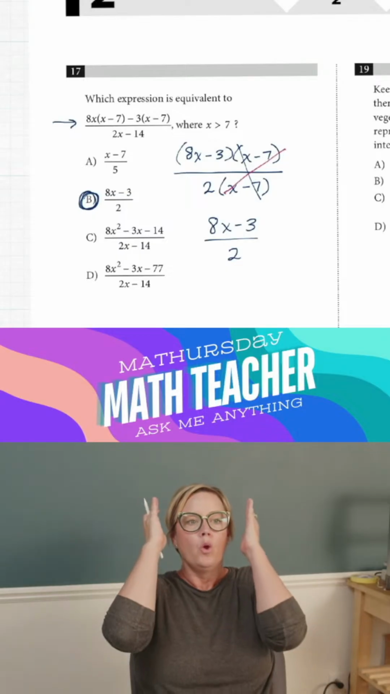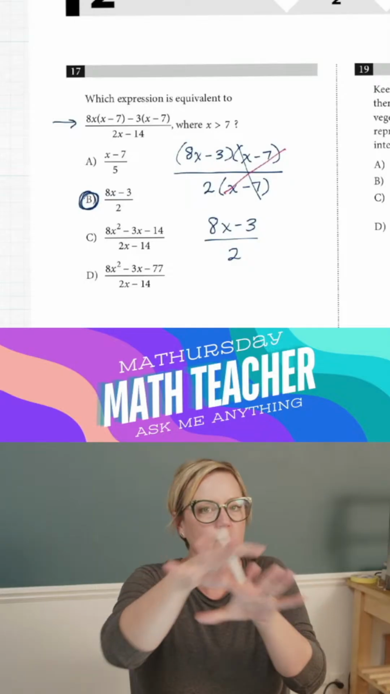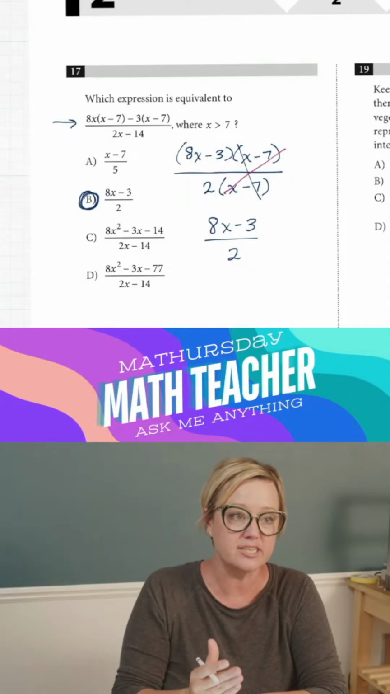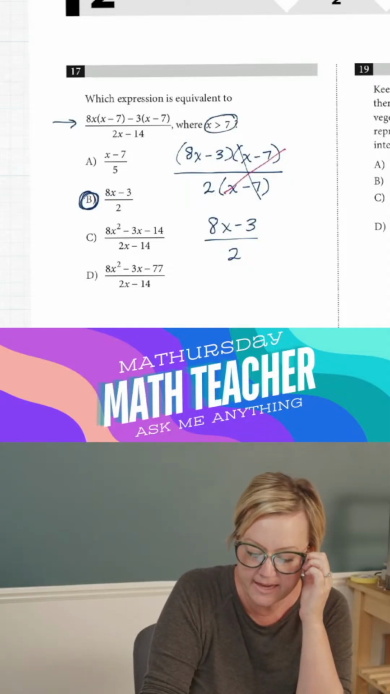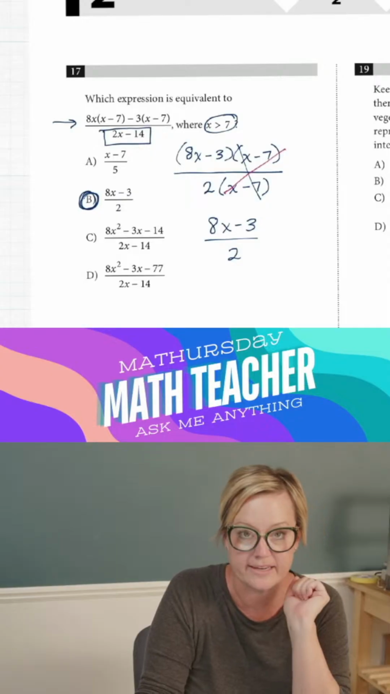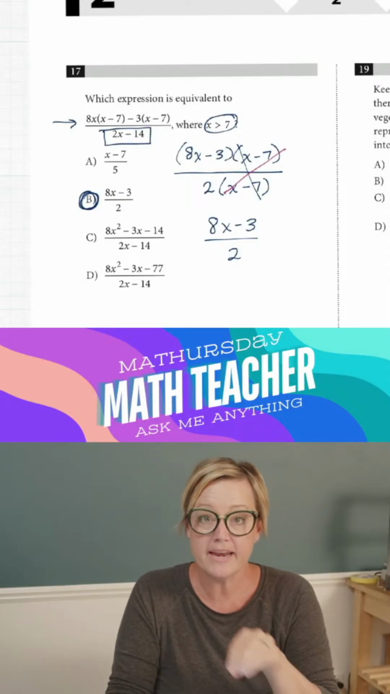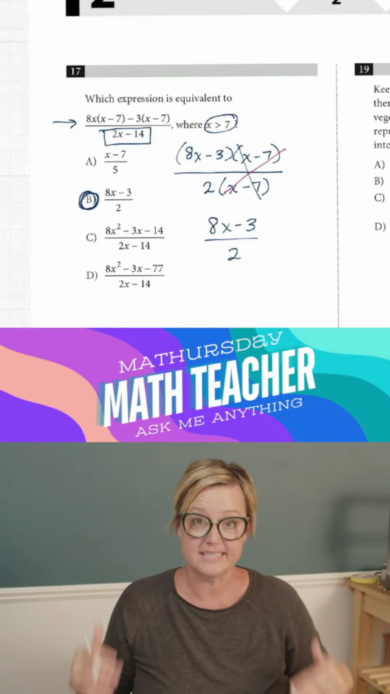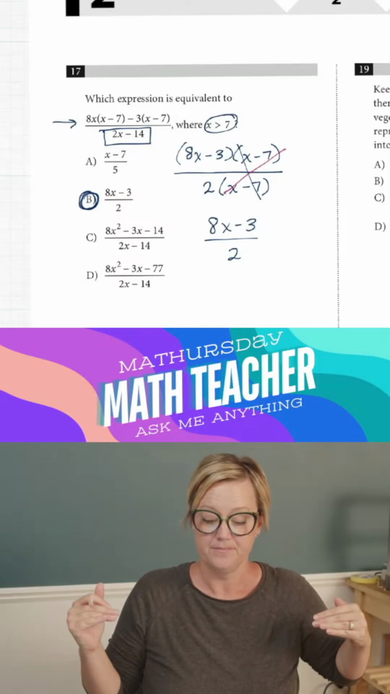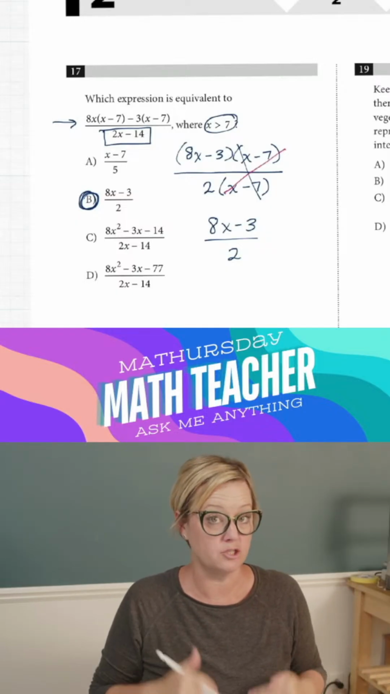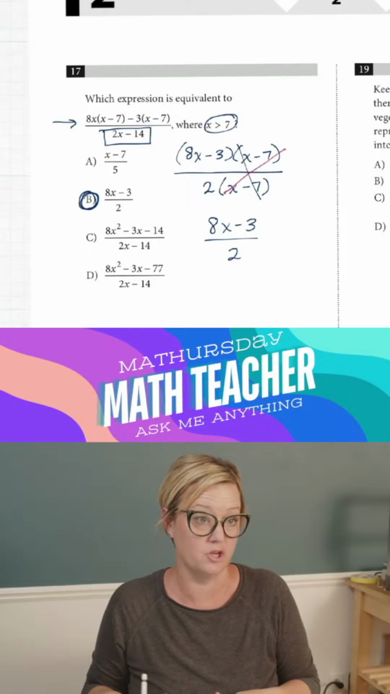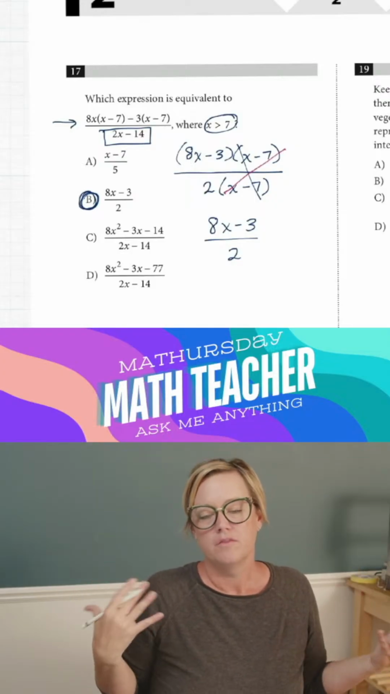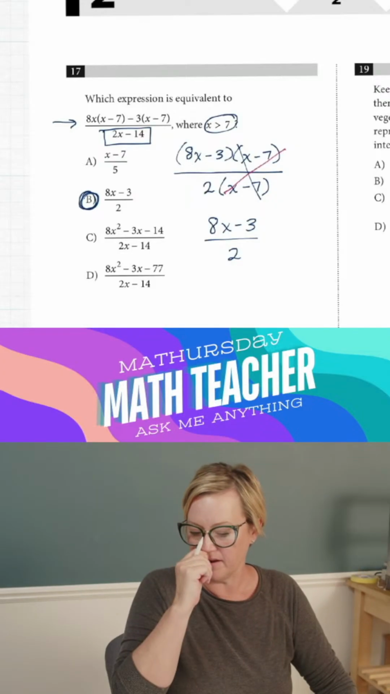But if there's one, so everybody's getting hung up on this x is greater than 7. The reason they're saying x is greater than 7 is because of this bottom piece, which is 2x minus 14. The x has to be greater than 7 because if it were 7, it is going to be 0, right? 2 times 7 is 14, 14 minus 14 is 0, so you can't be 0. It can't be 0 in the denominator. That's the primary reason why they're saying that x is greater than 7, okay?